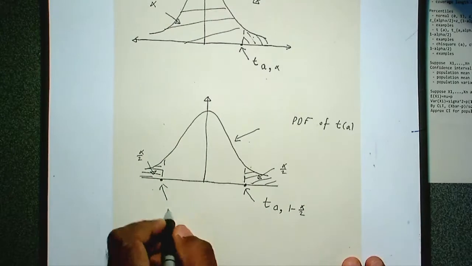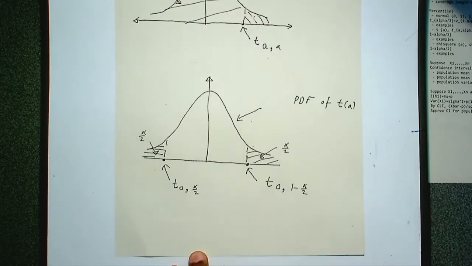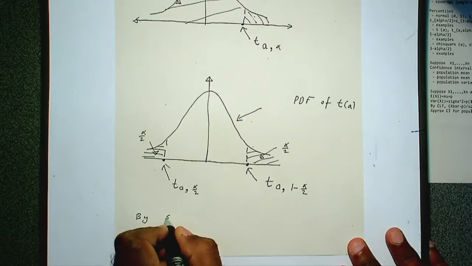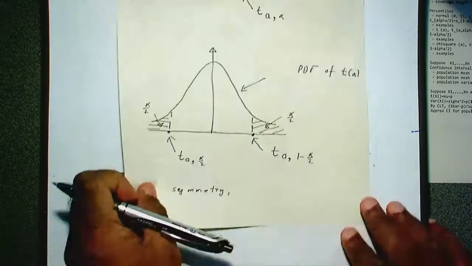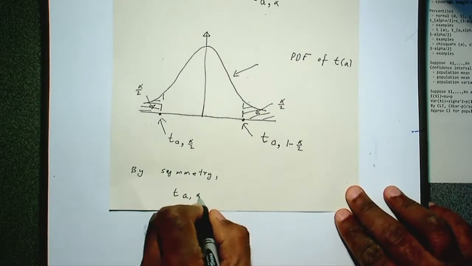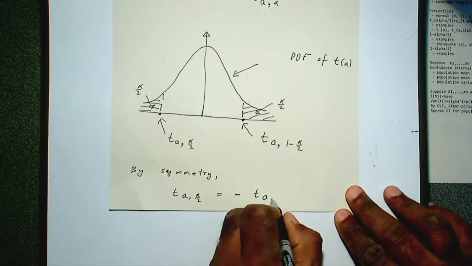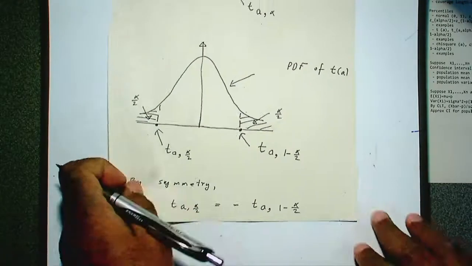And similarly, this point here, by definition, will be t sub alpha by 2. And again, because Student's t is a symmetric distribution, these two are equal to each other except for the negative sign. So in other words, t sub alpha by 2 is equal to minus t sub 1 minus alpha by 2. You follow me? Is that clear? Remember, when you look for percentiles or quantiles, you always look for the area to the left of the point. Okay? So this is the picture here for the t distribution.